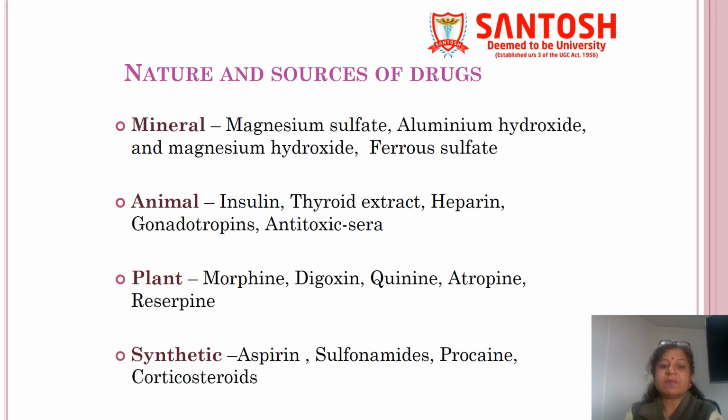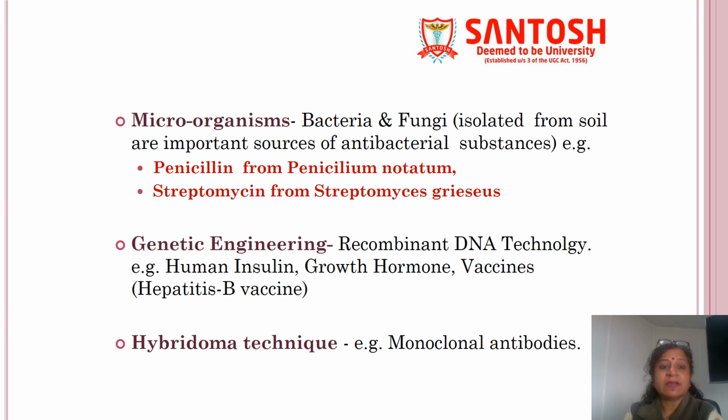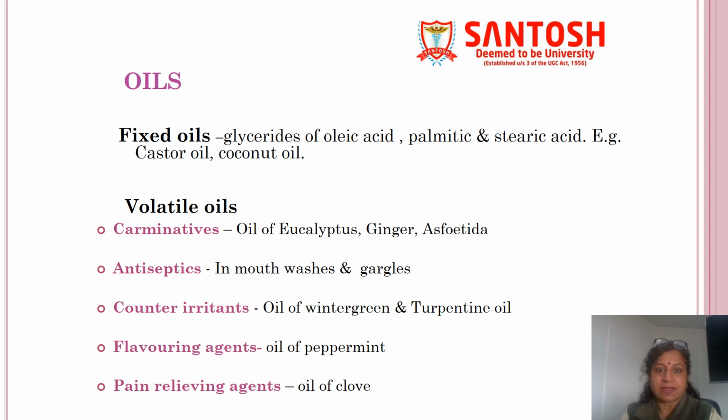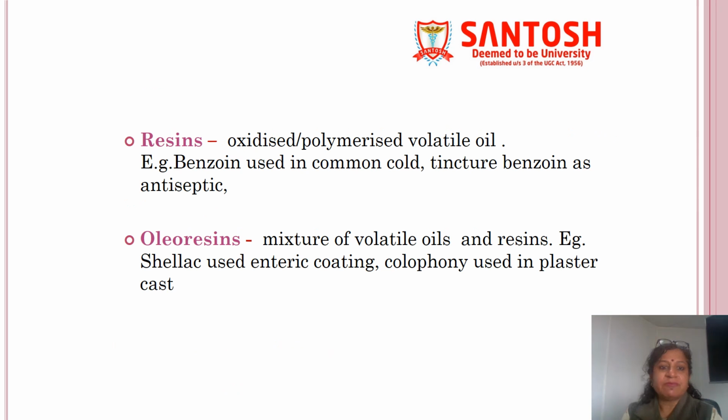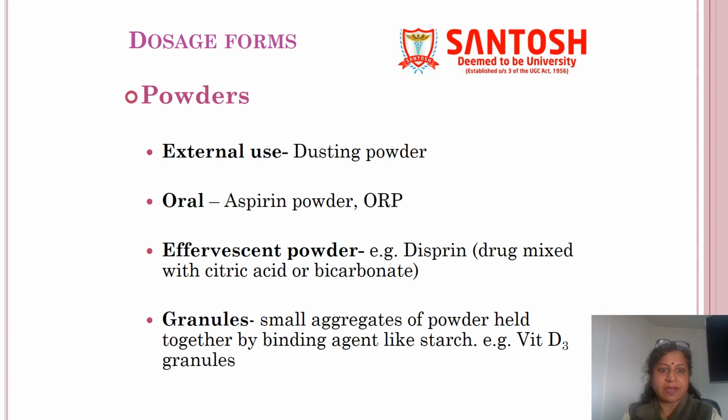Certain drugs are of synthetic origin. We produce them in the lab as well, like aspirin and sulfonamides. We produce certain drugs with the help of microorganisms, like penicillin derived from Penicillium notatum and streptomycin from Streptomyces griseus. We may produce certain drugs by genetic engineering or by hybridoma techniques. So these are the different sources from where we can get drugs. These are different types of active ingredients.